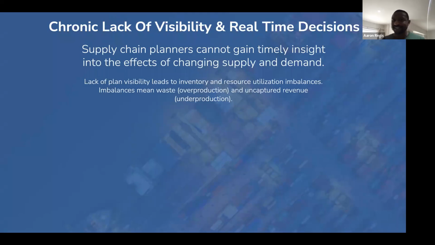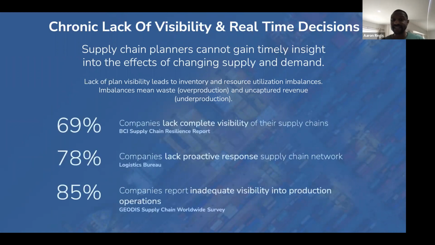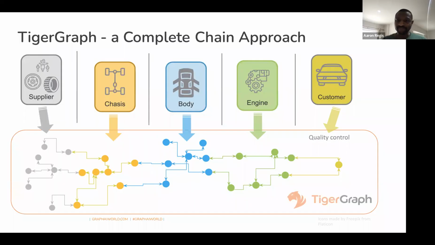So we know from the research that there is a distinct issue when it comes to lack of visibility in the supply chain. And so you can see here, whether it's lack of the complete visibility of the supply chain, whether it's lack of ability to be proactive in response to changes, these are very real issues that companies are facing.